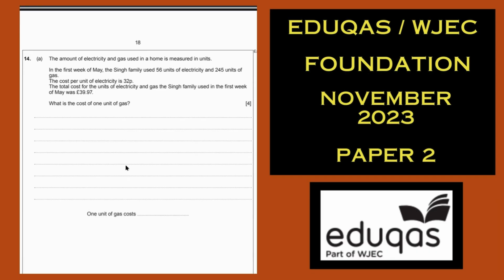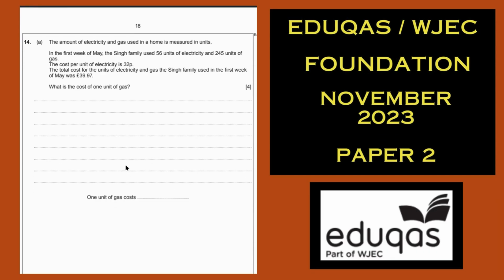Number 14, wordy waffle. Again, like always, one line at a time. Top line tells you nothing. In the first week, the family used 56 units. So let's look at electricity. Then we'll look at gas. 56 units of electricity, 245 units of gas. The cost of electric is 32 pence. Let's get multiplying.